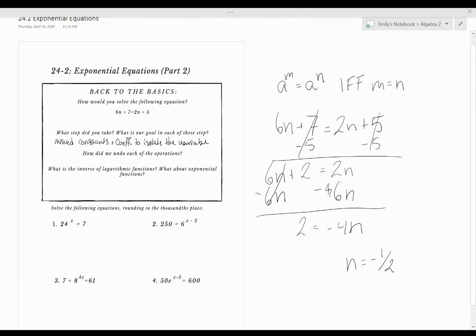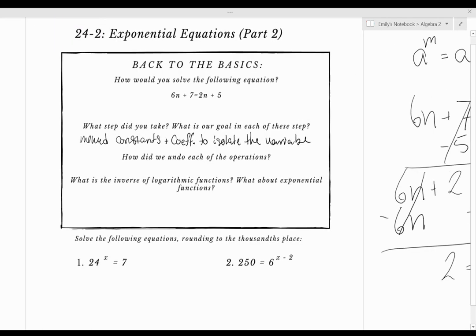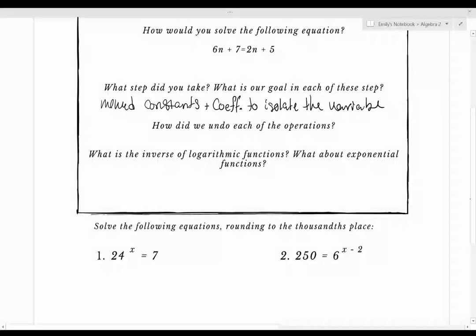And how specifically did we do that? Why did I subtract here? Well, of course, because I had addition. And over here, we subtracted because this term is positive. And then when we were getting this 4 away from the n, we divided. So we're doing the opposite operation. When we're doing addition, we're going to do subtraction, and when we're doing multiplication, we're going to divide.